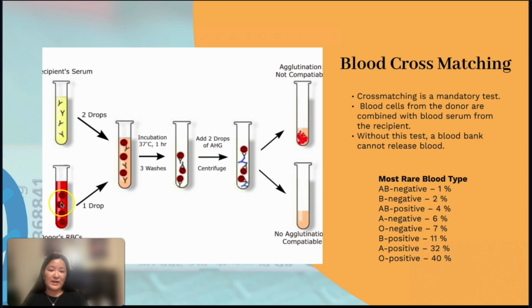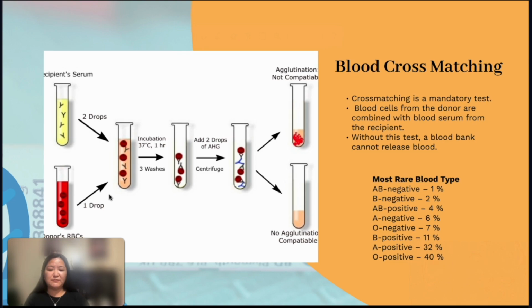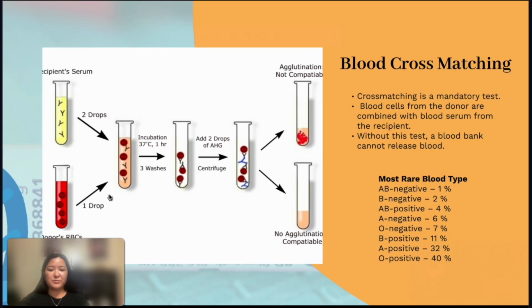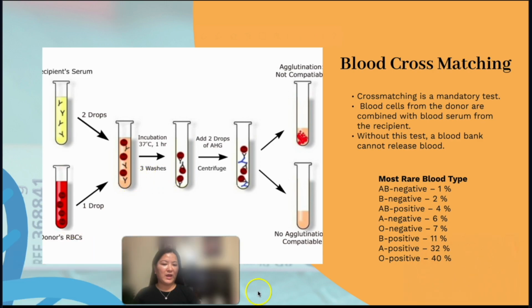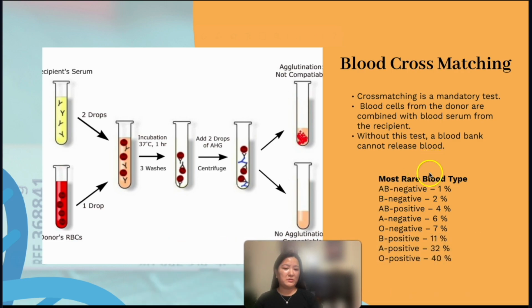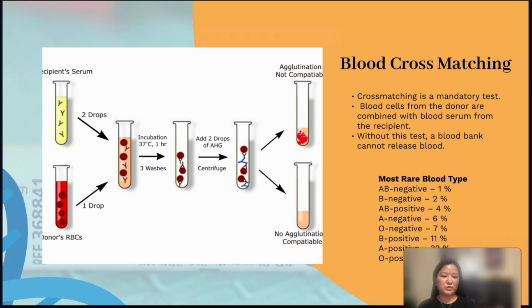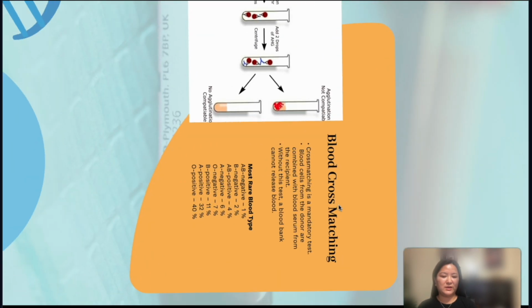Cross-matching is a mandatory test that examines whether the blood recipient has any antibodies that might resist the donor's blood cells. To do this test, blood cells from the donor are combined with the serum from the recipient. Without this test, a blood bank cannot release blood donation to a patient. I have also attached some information about the rarest blood types, and you can see AB negative is the rarest blood type. Now let's go check blood compatibility.